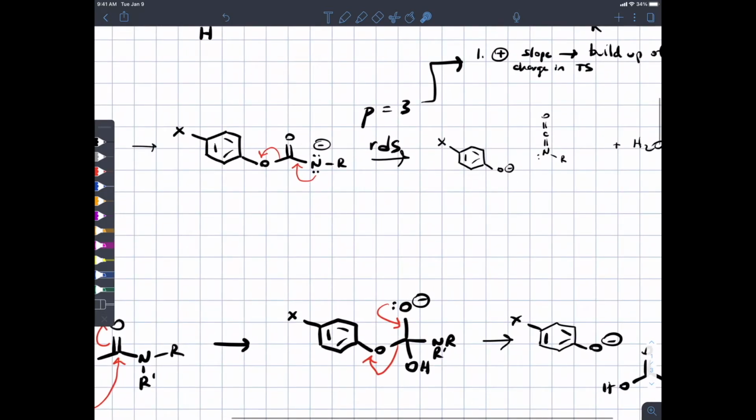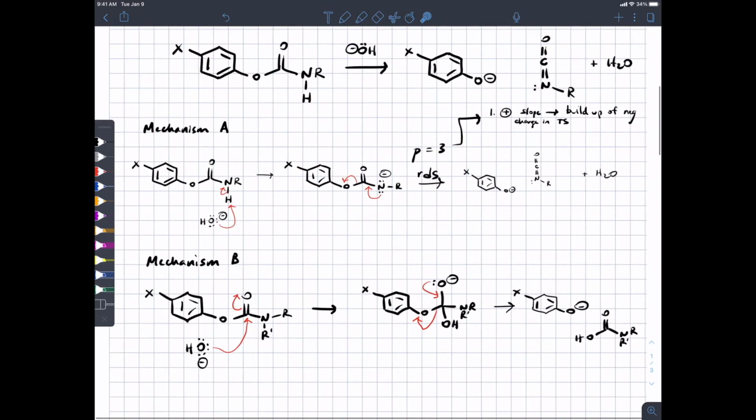Does that make sense? Well, sure, because in the transition state, there's going to be a lot of buildup of partial negative charge on this oxygen that is conjugated to the X group. You see that? Does that make sense? What we're saying is that the fact that rho is positive here means that this reaction is similar to the benzoic acid reaction in that in the transition state of the rate determining step, there's a buildup of negative charge somewhere close to where this X group is.